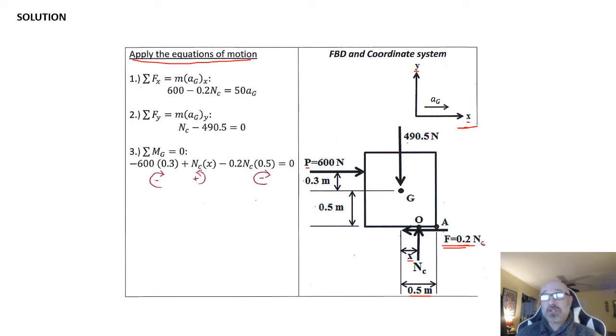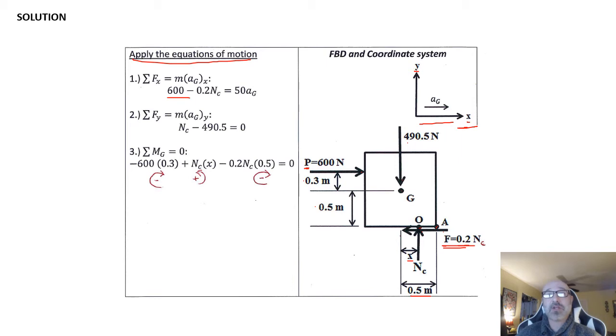So let's start with our summation of forces in the x direction. We have x positive going to the right over here. So what forces are acting in the x direction? Well, I have my P force, and I have my frictional force here, where my P force is acting in the positive x direction, so that's 600 newtons acting in the positive direction right there.